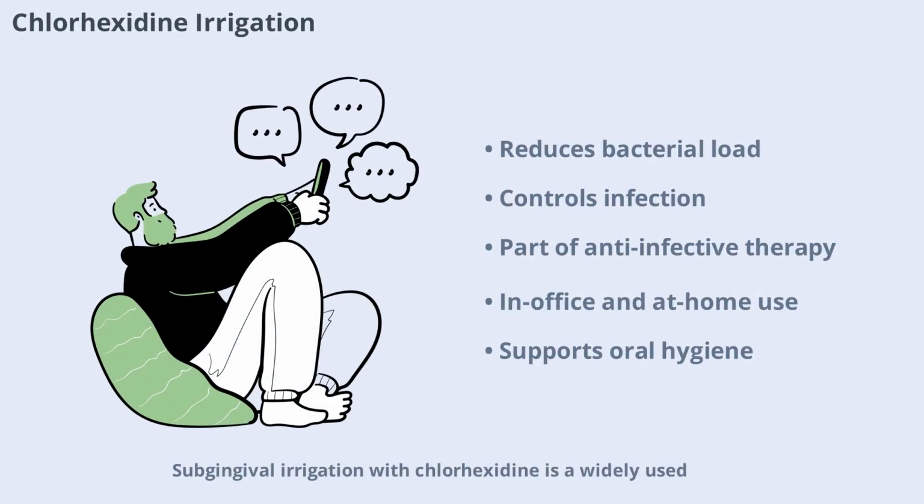Subgingival irrigation with chlorhexidine is a widely used method for reducing bacterial load around dental implants. This antiseptic solution helps control infection and inflammation, making it an important part of anti-infective therapy. Chlorhexidine irrigation is typically performed in the dental office, but patients may also be instructed to use chlorhexidine rinses at home as part of their daily oral hygiene routine.